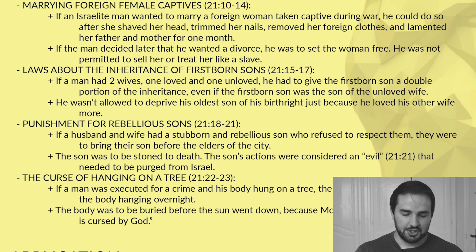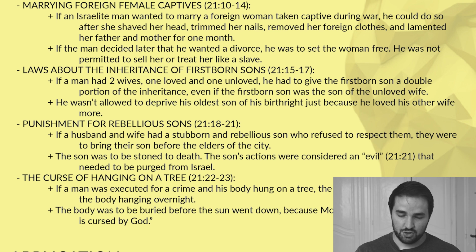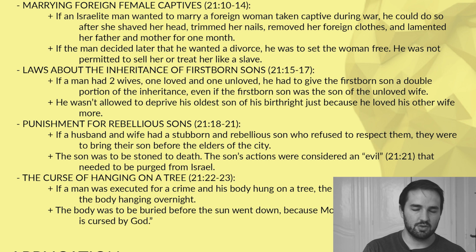Our next section, verses 18 through 21, on a completely different subject, the punishment for a rebellious son. Now, if a husband and a wife had a son who was stubborn and rebellious and refused to listen to him, then they were supposed to bring their son to the elders of the city, and the son was to be stoned to death. The son's actions were considered to be a, quote, evil that needed to be purged from Israel. And so you see, God took respect of parents very seriously, even included in the 10 Commandments. Remember that? Honor your father and your mother.